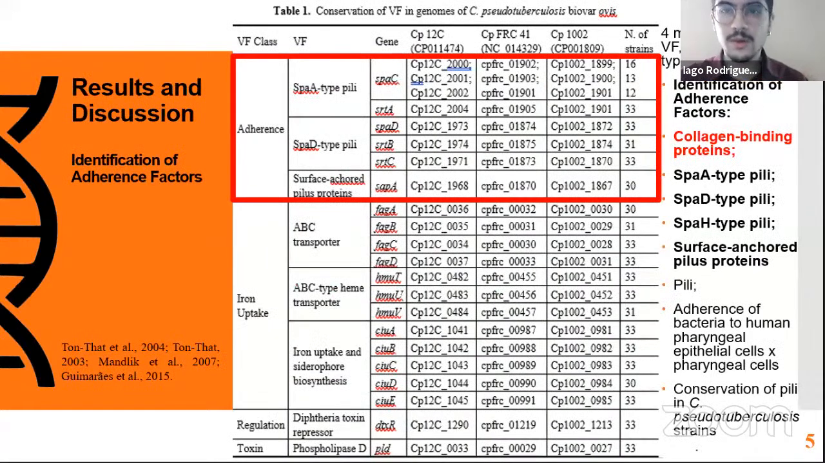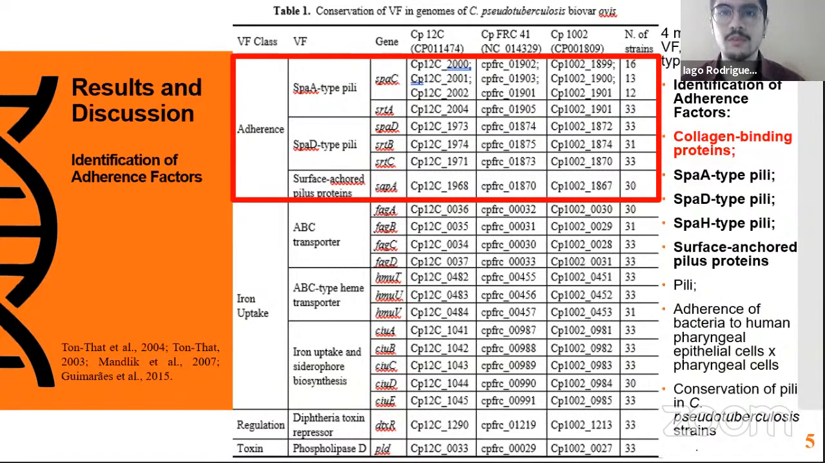Okay, so starting with our results, through the in silico prediction, it was possible to find 4 major classes of virulence factors, organized in 12 types and 36 genes for the genus Corynebacterium. However, for our analyzed strains, only 20 of these 36 were conserved among all the strains analyzed in the study.